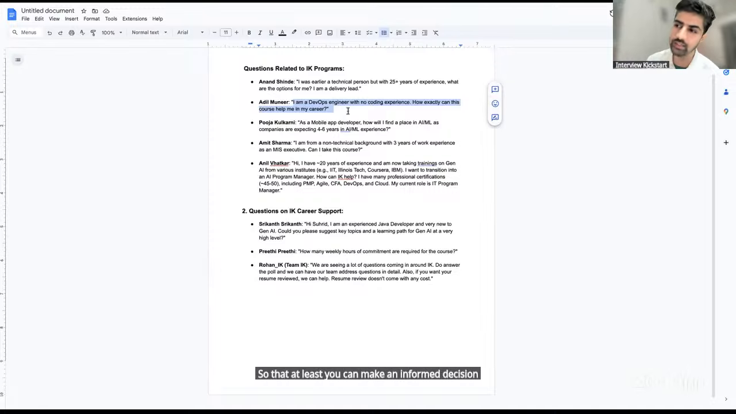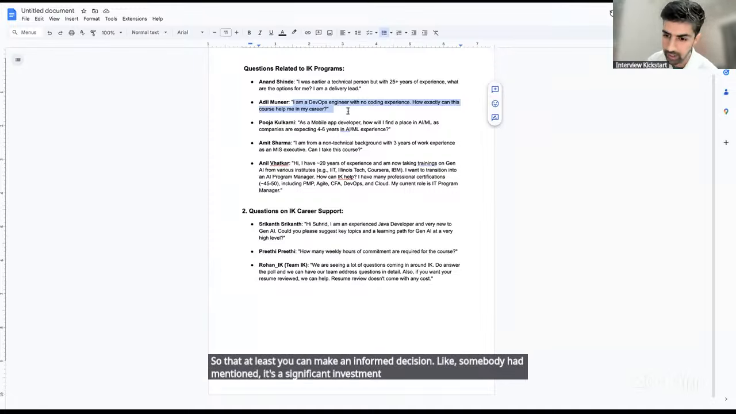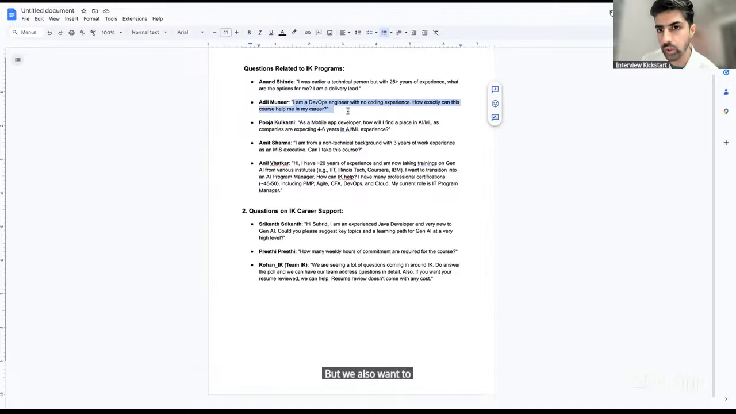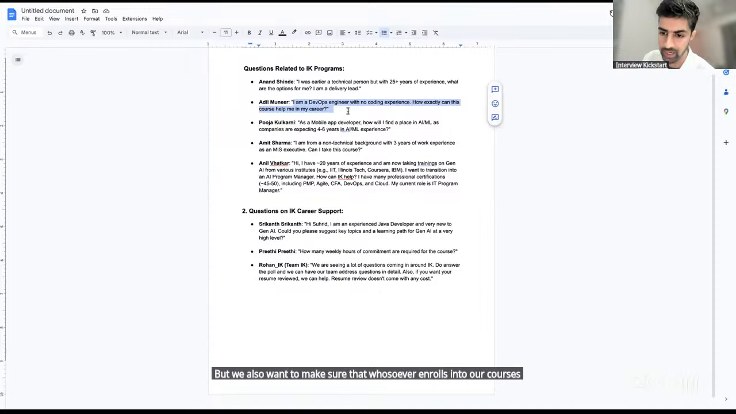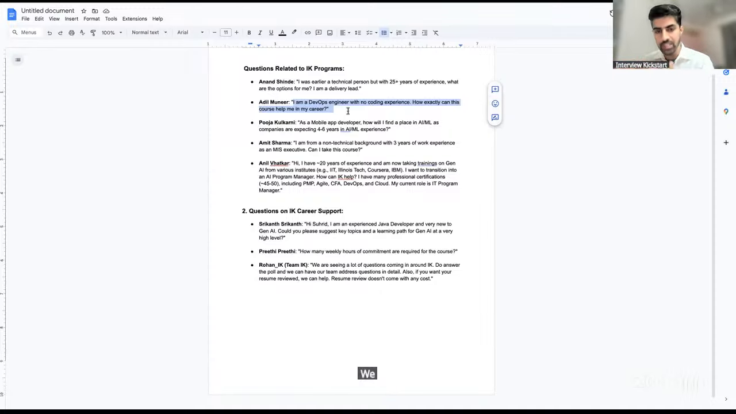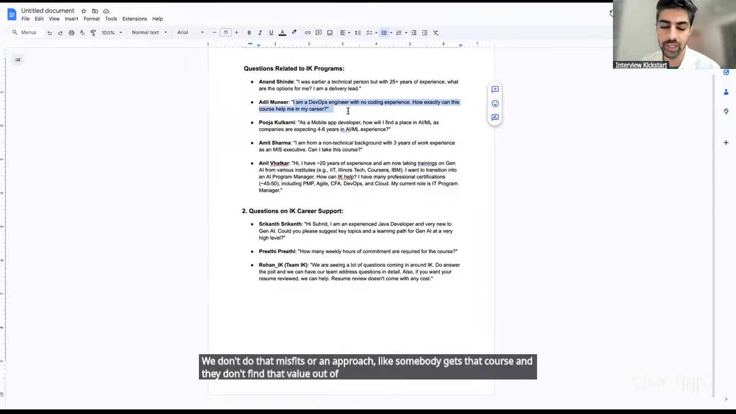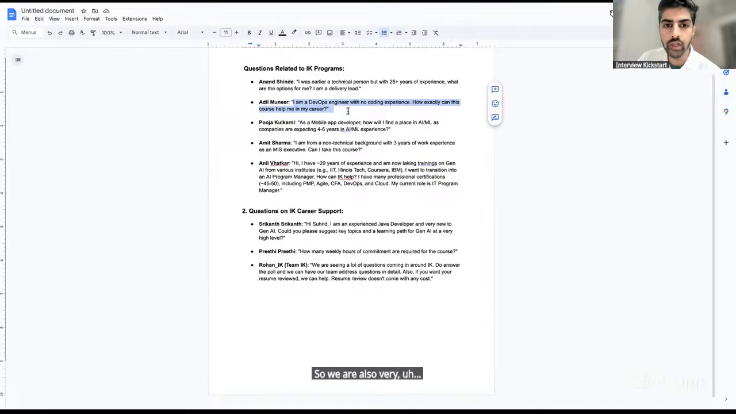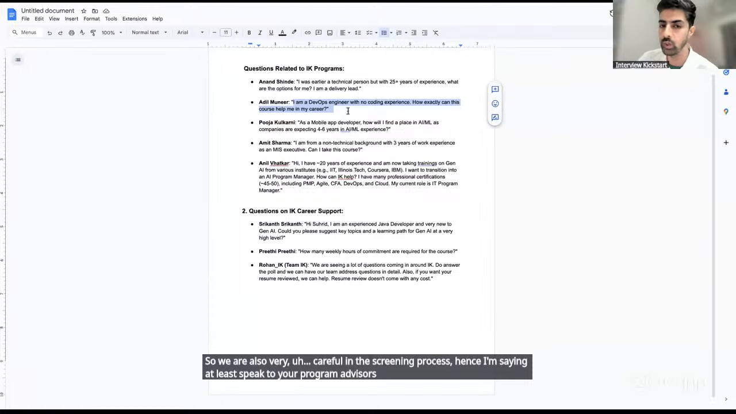Like somebody had mentioned, it's a significant investment. There are discounts and everything available. But we also want to make sure that whoever enrolls in our courses finds them relevant. We don't do a misfit sort of approach where somebody gets the course and doesn't find value in it, because otherwise we'll have to pay them a refund, by the way. So we are also very careful in the screening process. Hence, I'm saying at least speak to a program advisor. They'll happily tell you whether your profile is relevant from our course perspective, and whether we can serve your career goals or not.